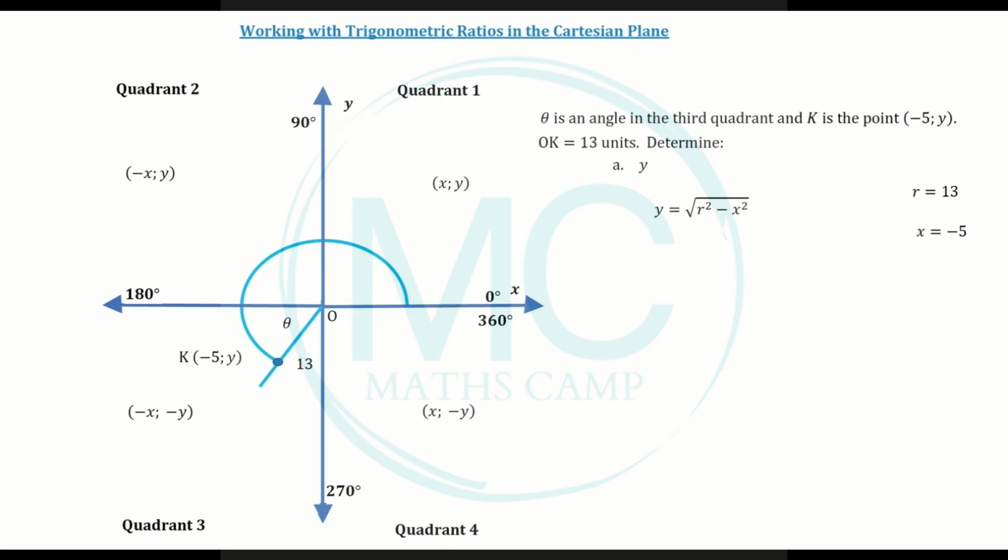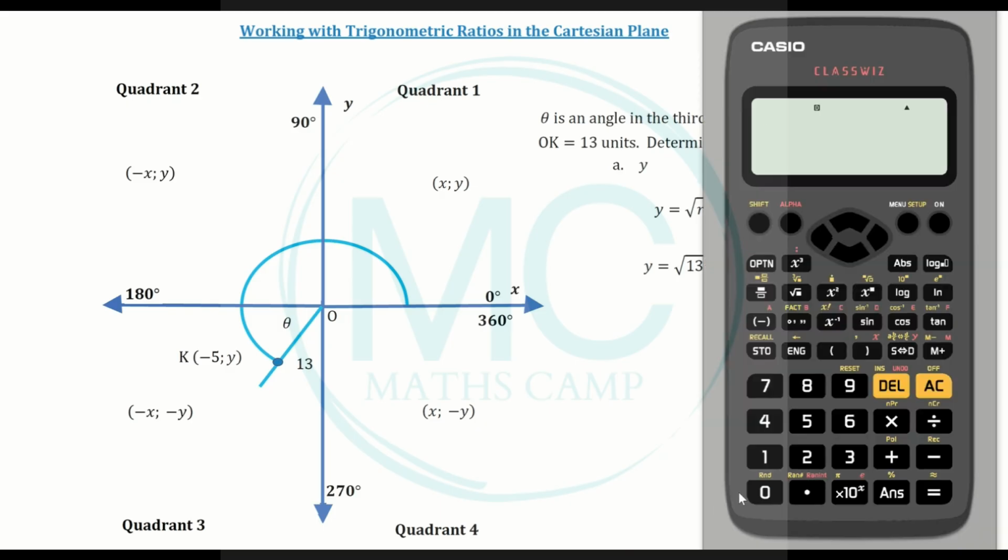Now we can fill in our values. Y is equal to the value of r, 13, squared, minus the value of x, -5, let's put into a bracket, squared, all under a square root. Now we can take our calculator, and we say 13 squared minus, let's put -5 into a bracket, squared is equal to 144, square root our answer, and we get 12.